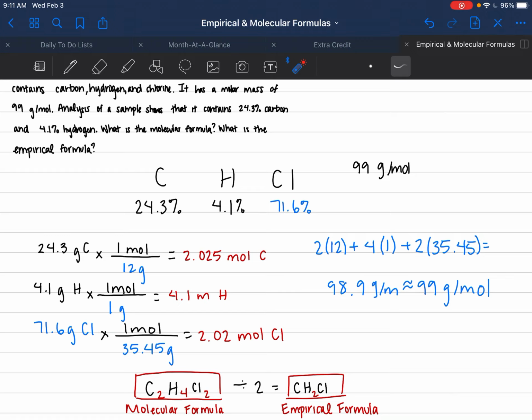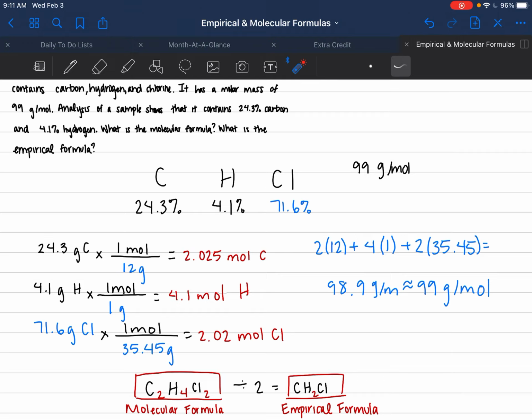Our next one, we do the same thing. We assume that we're working with 100 grams. So that 4.1% of hydrogen is 4.1 grams of hydrogen. Our periodic table tells us that 1 mole of hydrogen should weigh 1 gram. So we get 4.1 moles, and that should say moles actually. Let me go ahead and correct that. Should say moles of hydrogen. And notice that MOL, it's the shortened version of mole. So that's just where I got that.